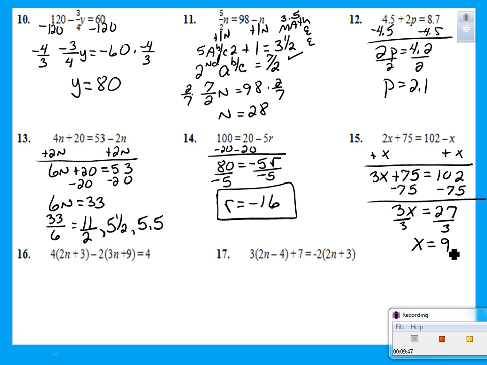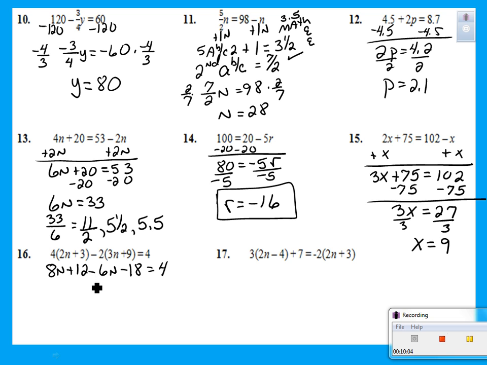Number 16 and 17, just a little bit extra work, but nothing you can't handle. On number 16, we need to distribute first. So I've got 8n plus 12 minus 6n minus 18 equal 4. So I distributed. Combine like terms on the same side.